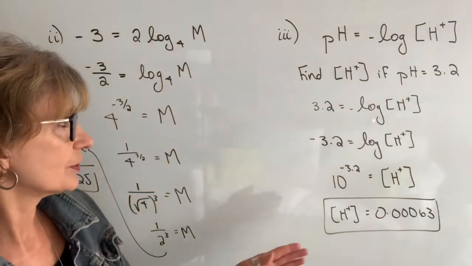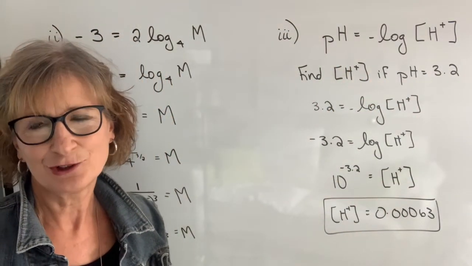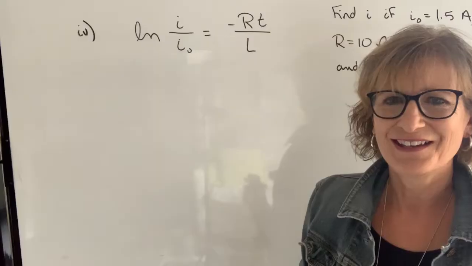That would be the concentration if the pH of a solution is 3.2. Let's take a look at another few examples.